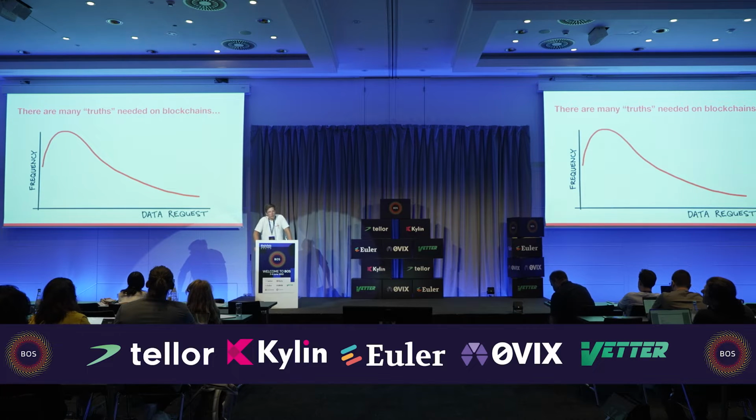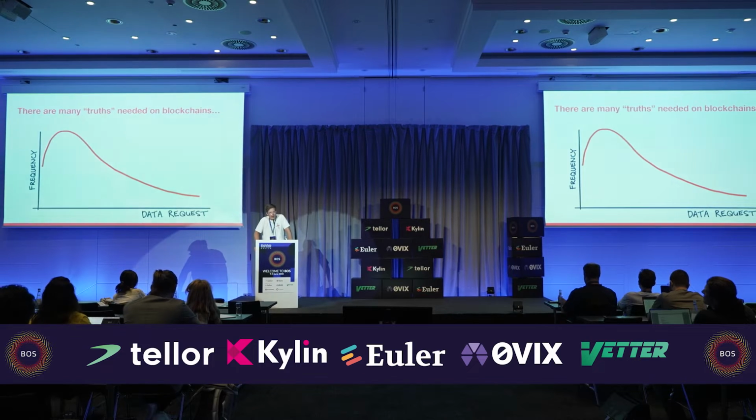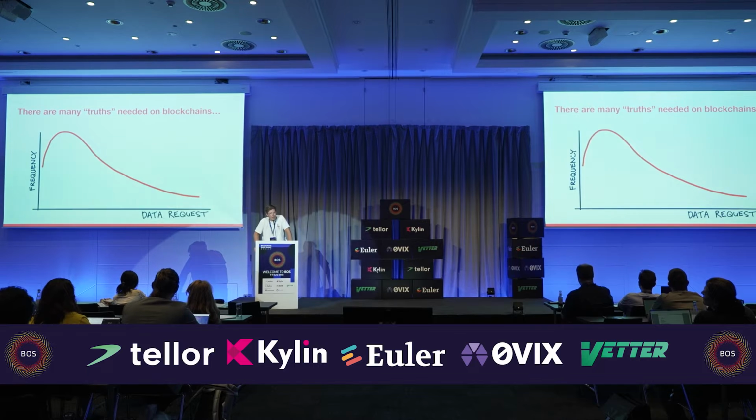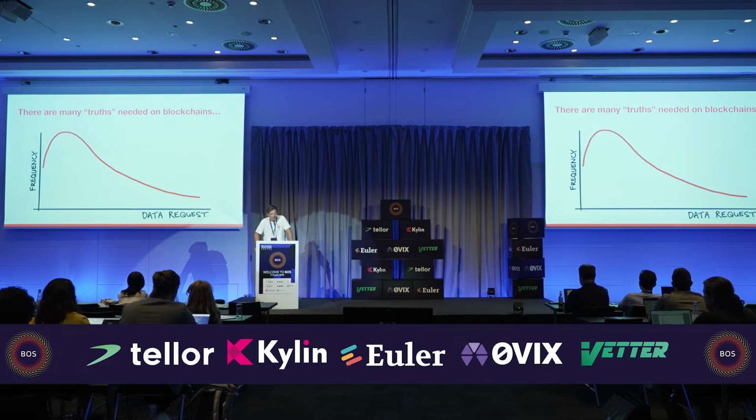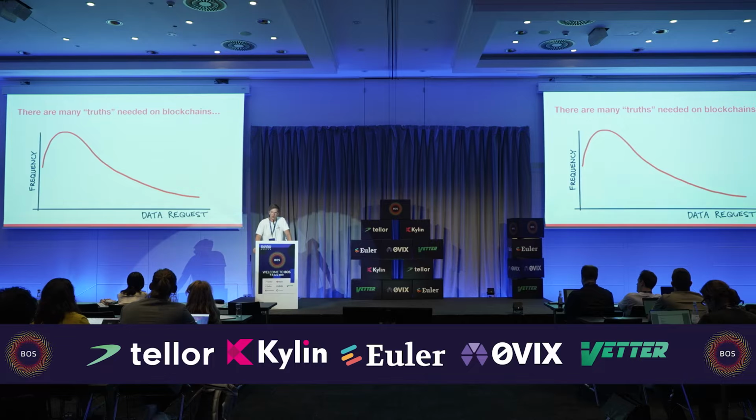What I like to do is look at the distribution of the types of questions you might ask an oracle. And in my mind, the distribution looks something like this, where it's a bit of a power law distribution with a fat head and then a long tail of the frequency of the different types of questions or requests you might ask an oracle system.